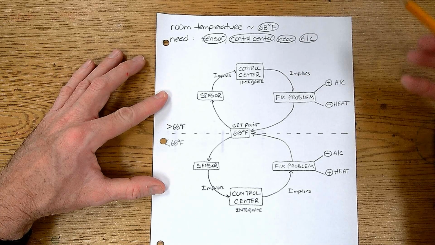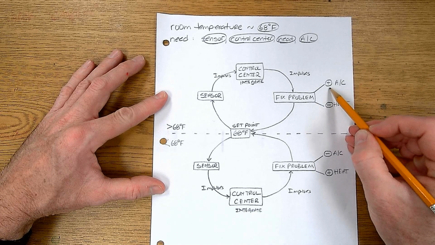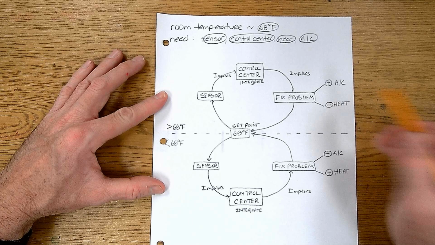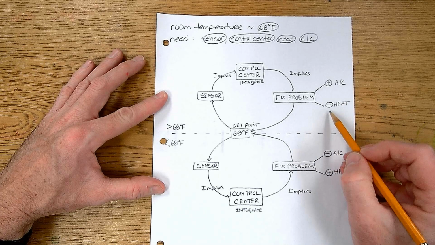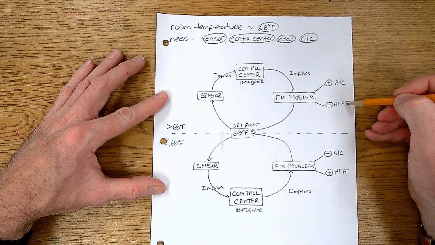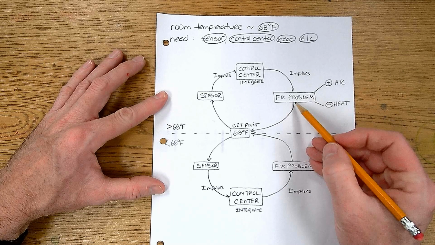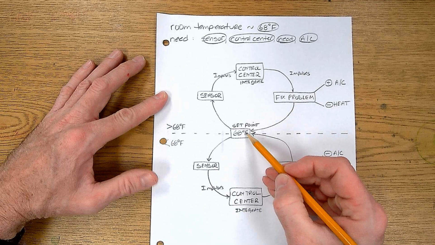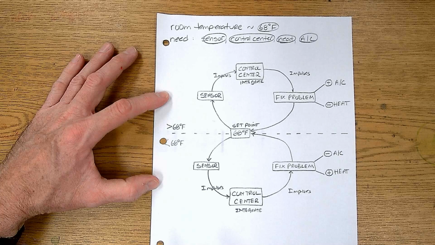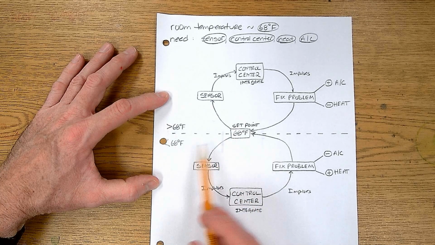And in order to do that, we're going to turn on the air conditioning. That's what a plus with a circle around it means. And we have to make sure that the heat is turned off at the same time, because it's kind of silly to have the air conditioning on and the heat on at the same time. So to fix the problem, we're going to crank up the AC, and that should bring our temperature down to 68 degrees Fahrenheit.